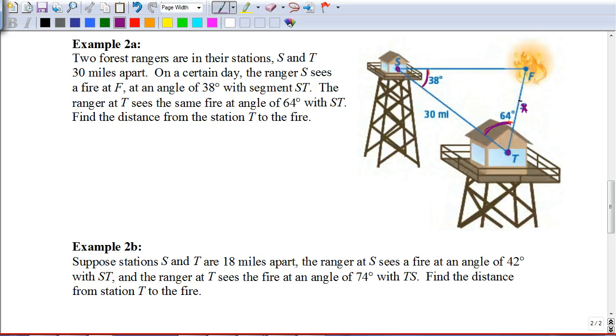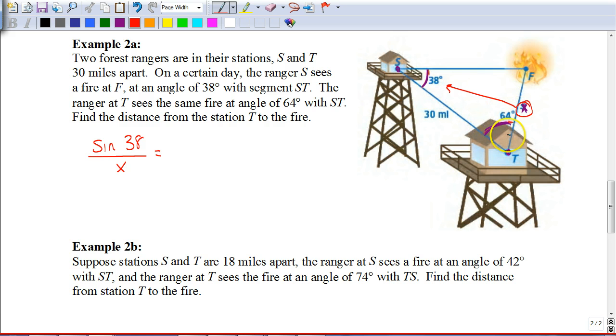So I'm going to set this up, again, using proportions. So here's the way we do this. I always like to look at what side we are trying to find. In this case, we're trying to find side FT, which I'm calling X. That's across from this angle, so it's going to be the sine of 38 over the side across from it, which is X. That's what we're trying to find here.